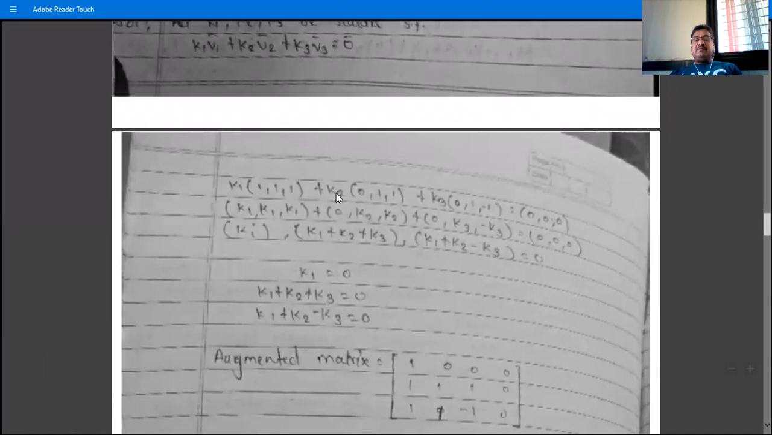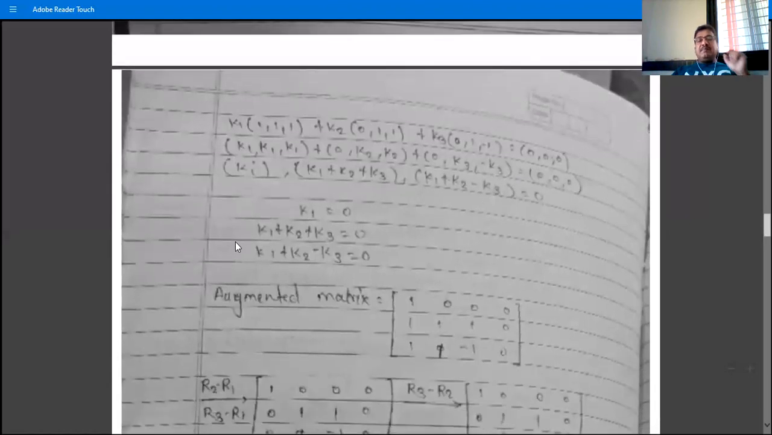Then multiply by k1, k2, k3, using the definition of scalar multiplication in R3. Then, using the definition of addition of the three vectors, we have (k1 plus 0 plus 0, k1 plus k2 plus k3, k1 plus k2 minus k3), written in a single bracket, is equal to the 3-tuple (0, 0, 0).